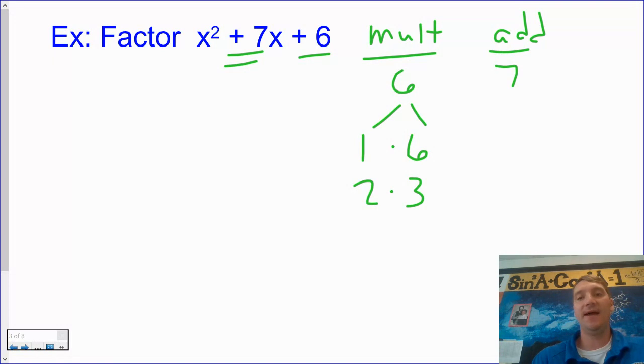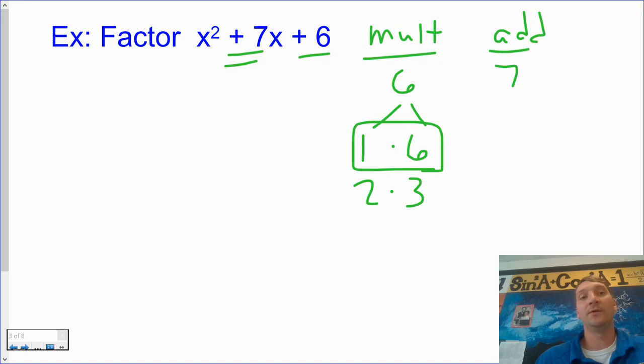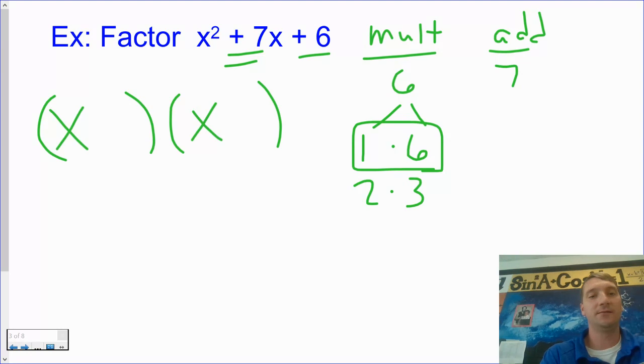If I add 2 and 3 up together, that's going to give me 5. That's not what I want. If I add 1 plus 6, that does give me the 7. And so in this case, those are my two numbers. Now, we want this in factored form. So whenever we factor this, it's a little bit easier this way. We put the x's in front, and then we have what we have. So in this case, I've got a plus 1 because I got a positive 1 from right here. I have a plus 6 because I have a positive 6 from right there.